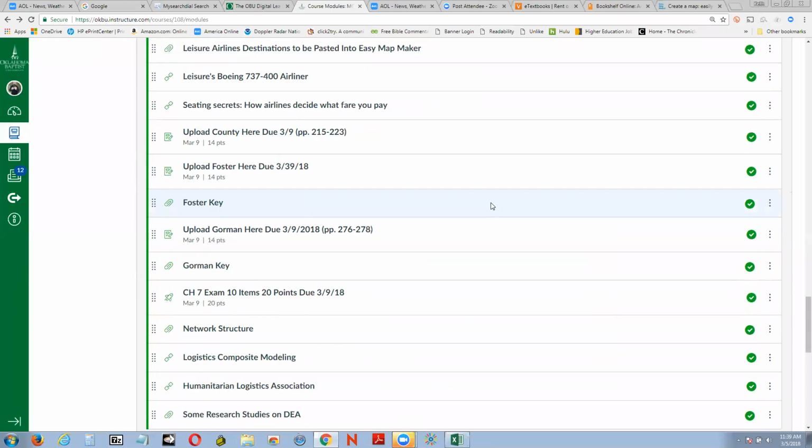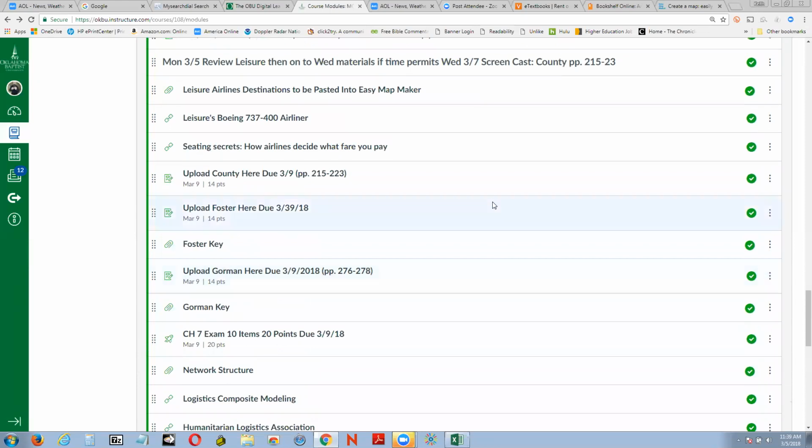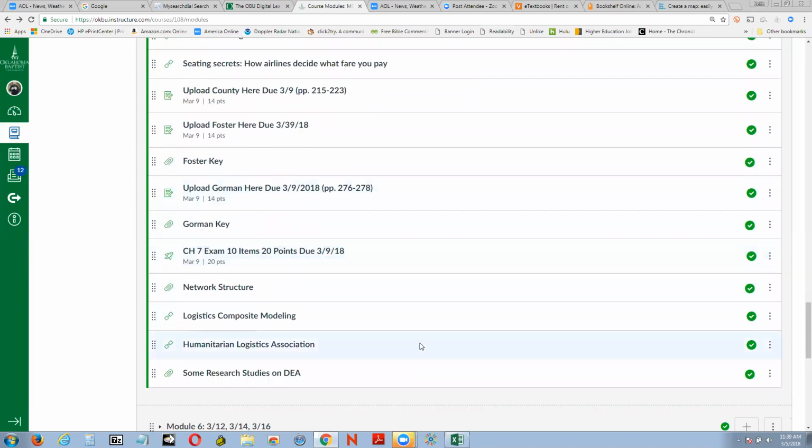Well, that pretty much puts us at about 50 minutes, if I'm not mistaken. And I think we've gotten as far as we can. And so when we come back, we'll take a look at county, the DEA, data and development analysis, and then we'll look at Foster and at Gorman as well. And of course, those are due on the 9th. And then on the 9th, you also have Chapter 7.